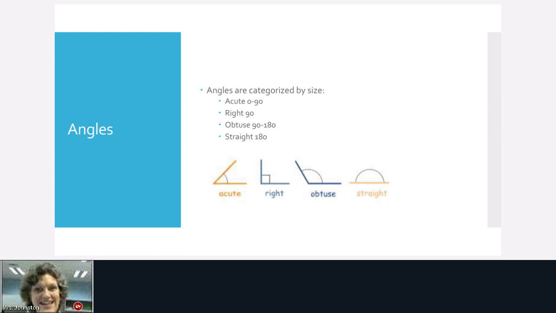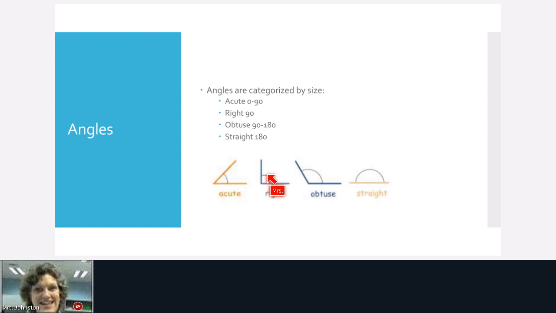Let's start out with just some definitions of different kinds of angles. You might be familiar with these, but maybe they're new. If an angle has degrees between 0 and 90 degrees, then it's a very small angle, and it's called acute. I remember this because most small things are cute, most cute things are small. So an acute angle is the smallest type.